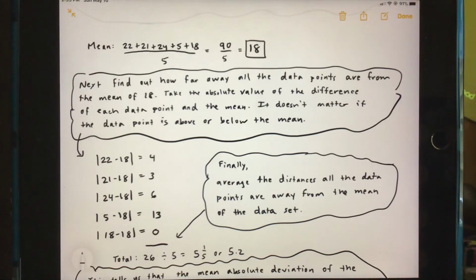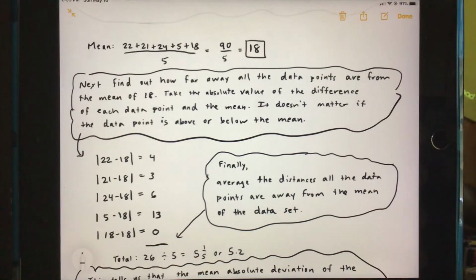So we're finding out how far each one of these values, 22 all the way down to our last value of 18, are away from the average or the mean of the data set, which is 18. So 22 minus 18 is 4, the absolute value is 4. 21 minus 18 is 3, the absolute value of 3 is 3. 24 minus 18 is 6, the absolute value of 6 is 6. 5 minus 18 is negative 13, but the absolute value of negative 13 is positive 13. And 18 minus 18 is 0.